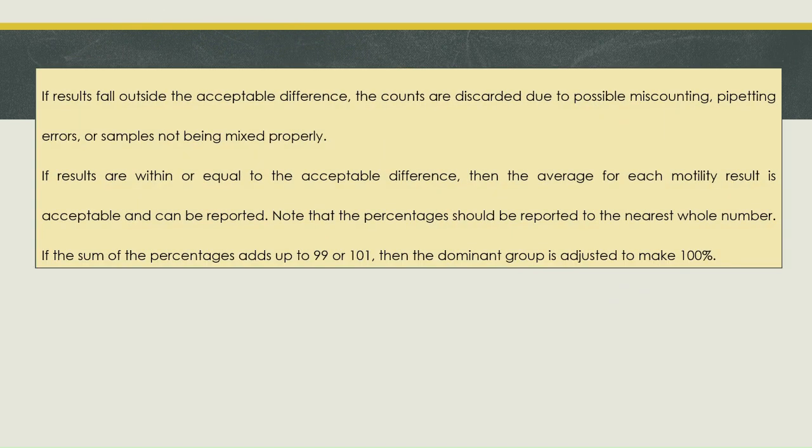If results fall outside the acceptable difference, the counts are discarded due to possible miscounting, pipetting errors, or samples not being mixed properly. If results are within or equal to the acceptable difference, then the average for each motility result is acceptable and can be reported. Note that the percentages should be reported to the nearest whole number. If the sum of the percentages adds up to 99 or 101, then the dominant group is adjusted to make 100%.